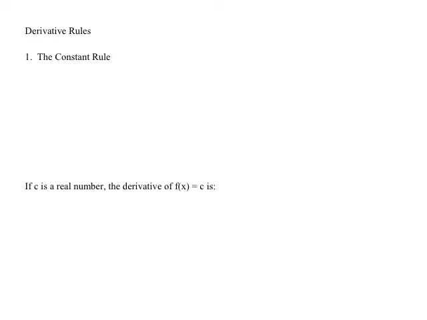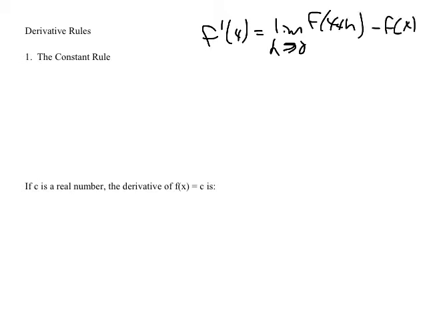Today we're going to derive some rules to make finding the derivative a little bit easier than using the definition. The first rule we're going to look at is called the constant rule. Remember, we always start with our definition, which is the derivative is the limit as h approaches 0 of f of x plus h minus f of x all over h. So for the constant rule, we're going to let f of x be equal to some constant c.